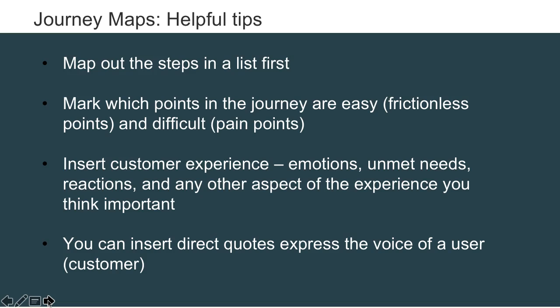And here are some helpful tips as you're trying to make a journey map. You can list out the steps in a list first. So what happens first, second, third, fourth, fifth? What are the different kinds of events in that person's journey that you want to capture? You also want to mark which points in the journey are easy for someone, which could be called frictionless points, where things are going very smoothly or going well. And then the difficulties, the pain points that we mentioned, where someone's struggling with something, or something's not working, or something's in their way.